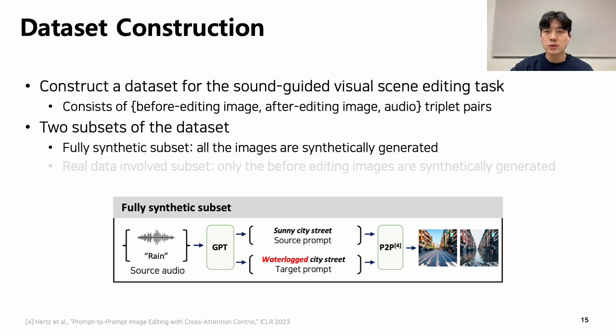Finally, we feed the source and target prompts to the P2P model, which is an image editing model. P2P model first generates the source image using the source prompt, then uses the target prompt to edit this generated source image. This pipeline allows us to build a fully synthetic subset paired with real source audio.